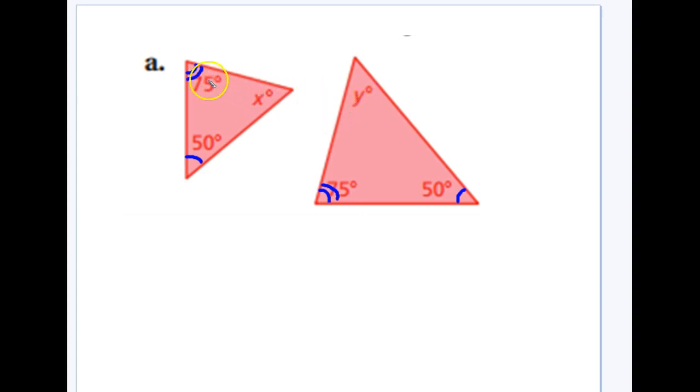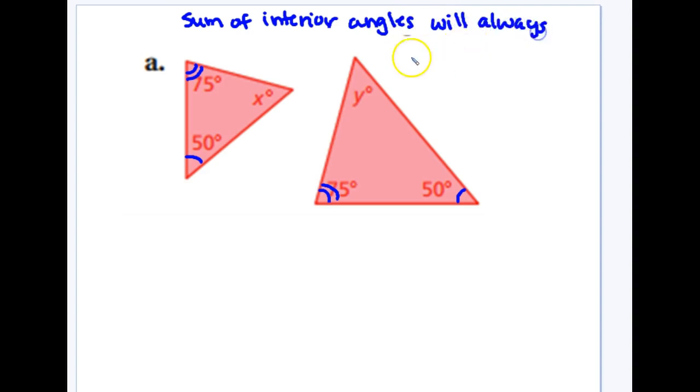So let's see if we can figure this out. So again, let's repeat what we know about the sum of interior angles. The rule is, the sum of interior angles in a triangle will always equal, anybody know? They will always equal 180 degrees. Okay, make sure you get this copied down.